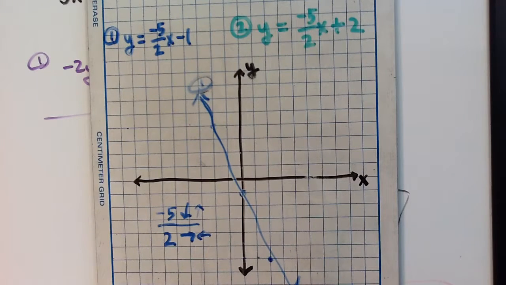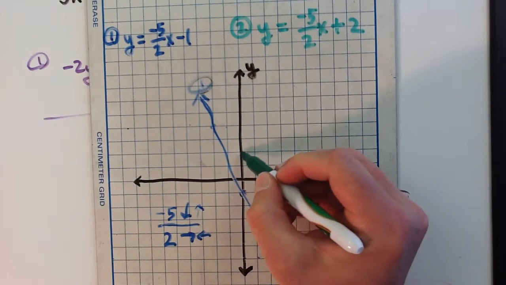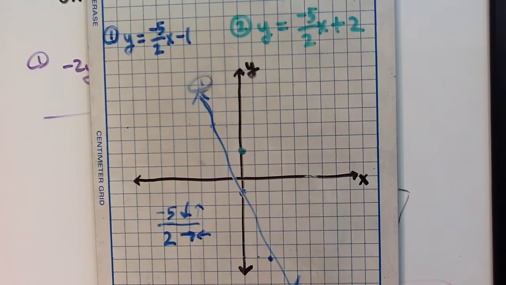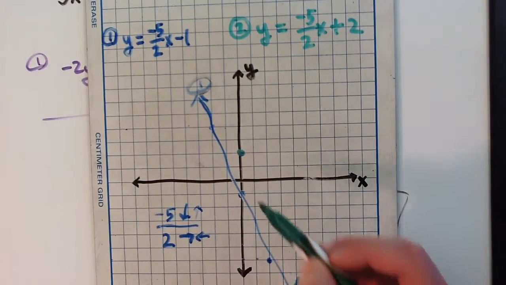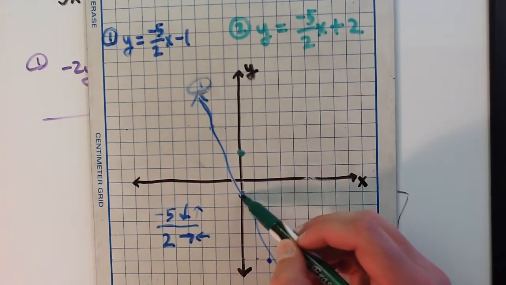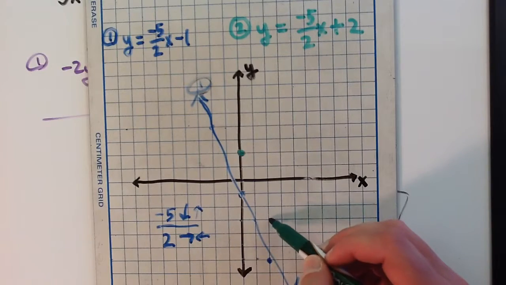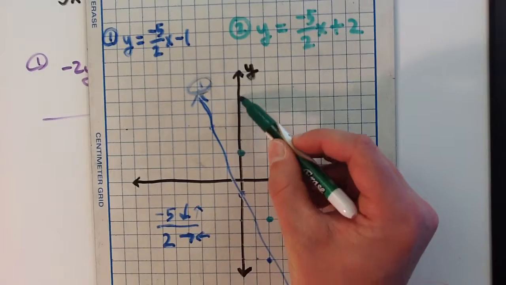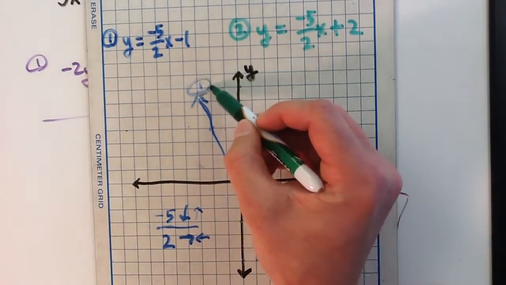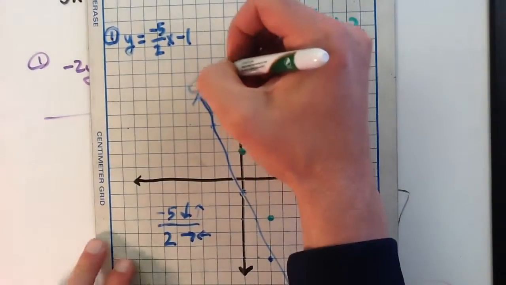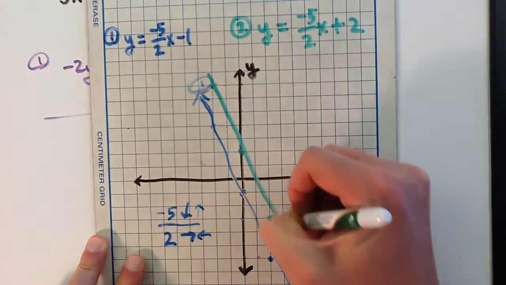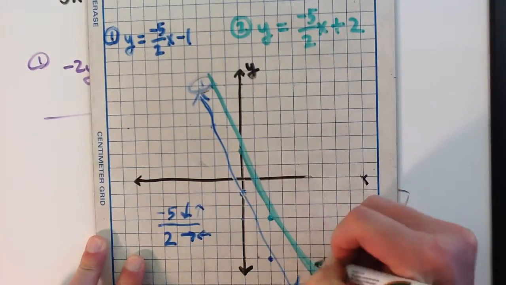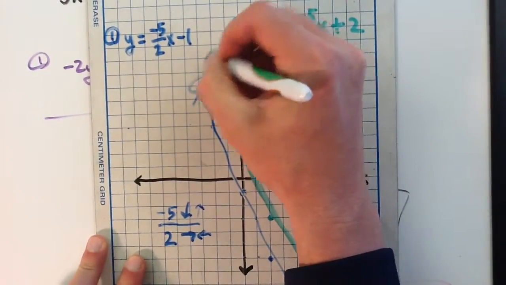Let's do the same thing for equation number 2. Equation number 2, I'm going to begin at b, which is positive 2. So right there, that's positive 2. Then I'm going to move with m. My m is the same thing. My m is negative 5 over 2. So down 5, 1, 2, 3, 4, 5, to the right 2, 1, 2. I could also go up 5, left 2. Okay, if I connect these with a line as best you can, arrows on the end of your line, call this line number 2.